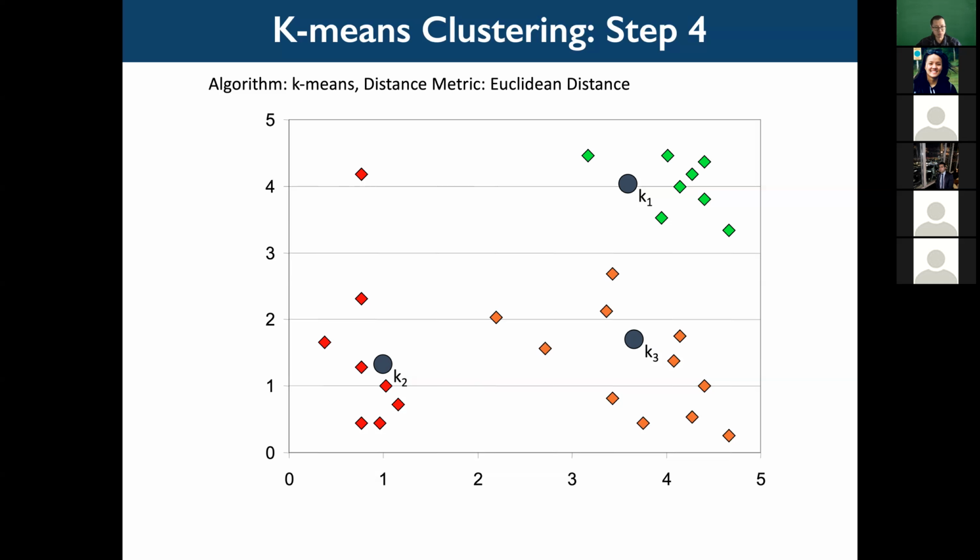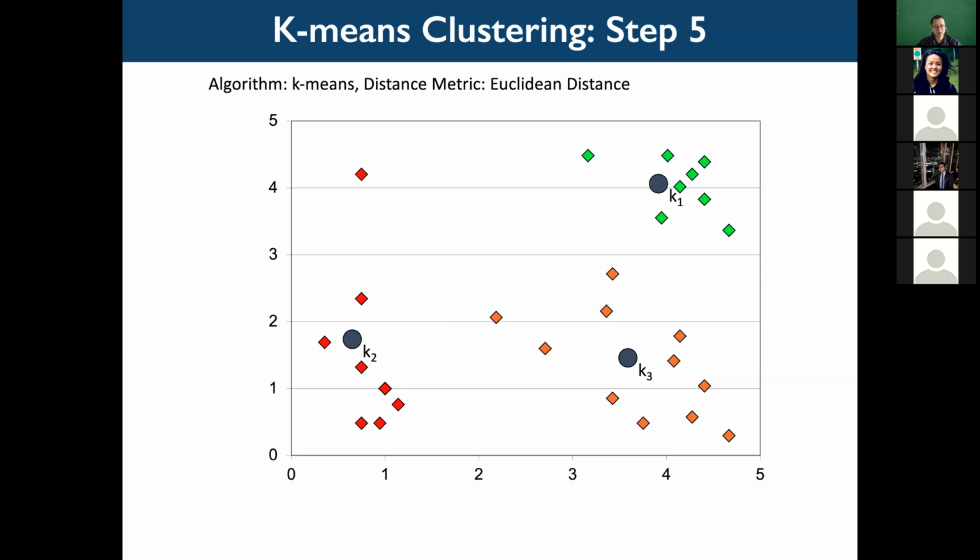Then we repeat the process. We move K1, K2, K3 again to the actual cluster centers, and then we reassign the data points to the clusters. And there's no change. If there's no change at all, we finish, and we get three clusters, right? This is the process of k-means clustering. It's a very simple process, right?